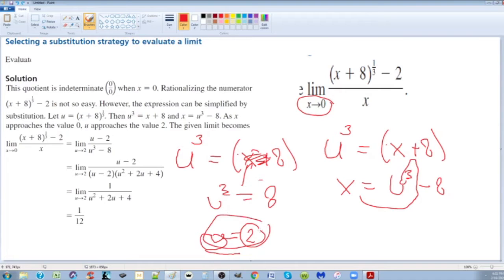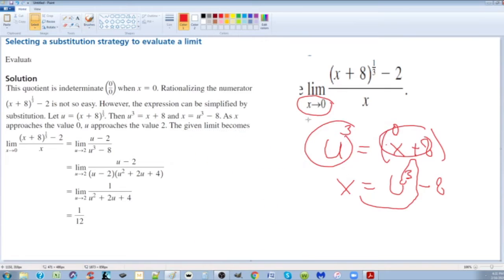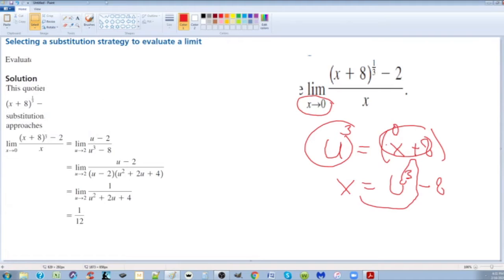That's important for you to solve. So when you're trying to figure it out, just put a 0 in this, and then solve for u to see what u is approaching. And that's probably the hardest part that students have with it. So we're no longer looking for the limit of something of x approaching 0. We're looking for something as u approaches 2.